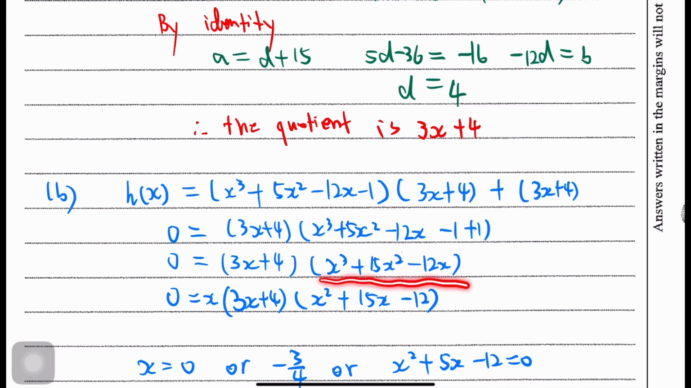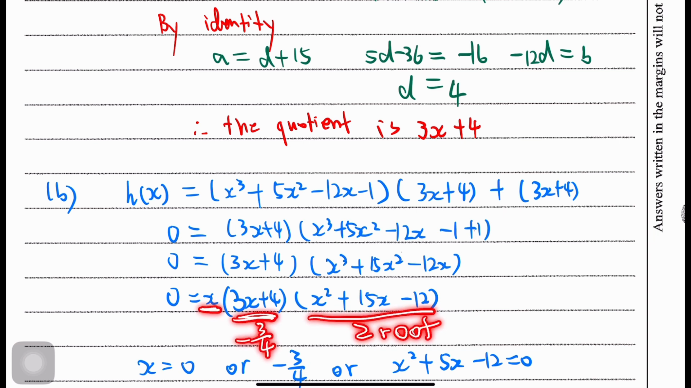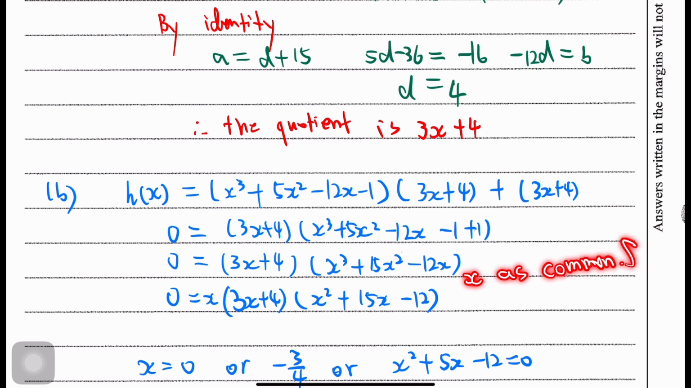Remember that here every term has x, right? Every term has x, so you need to take out the x. And keep in mind that the highest degree is 4, right? So we should have 4 roots. Here we have 2 roots for this one. Here 1, this one is directly this one. And this one here is equal to 0, right? If you forgot to take out the x as the common factor, you may miss this one. x equal to 0, okay?